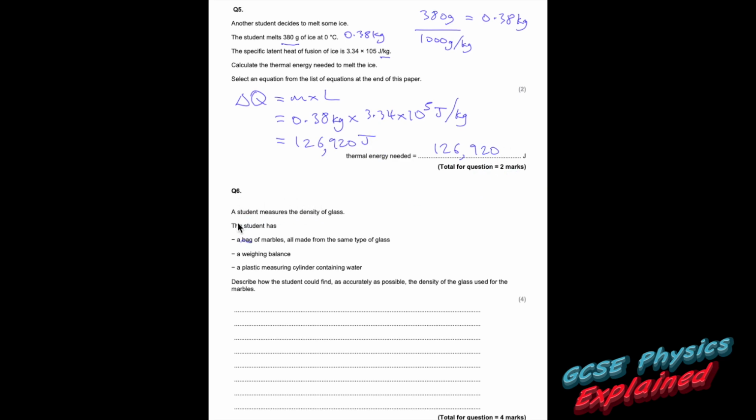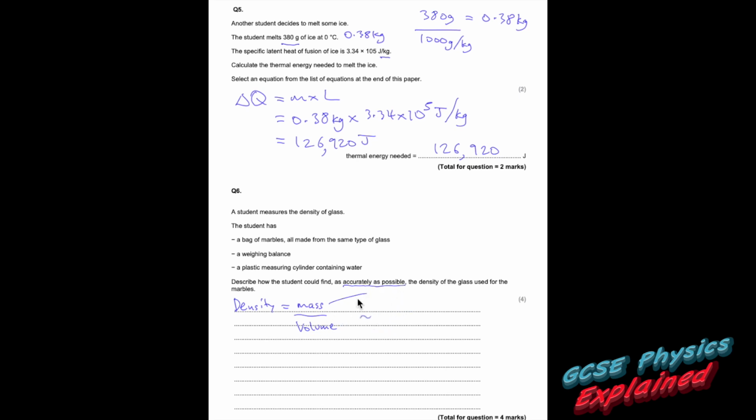Question 6. A student measures the density of glass. The student has a bag of marbles, all made from the same type of glass, a weighing balance, and a plastic measuring cylinder containing water. Describe how the student could find, as accurately as possible, the density of the glass used for the marbles. Well, as I say to my students, you should base the explanation on the calculation. So if we're going to get the density, let's start with the equation. Density equals mass over volume.